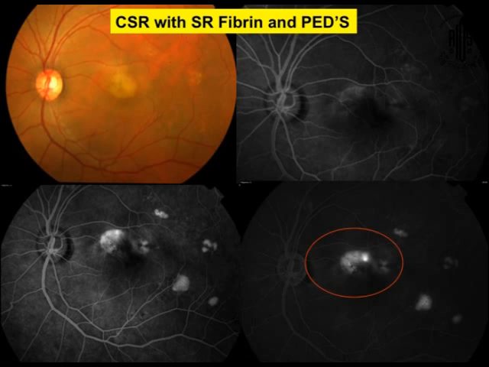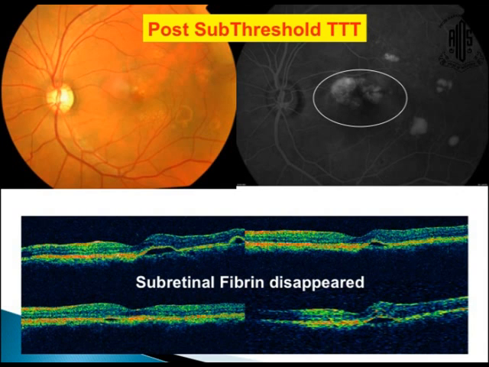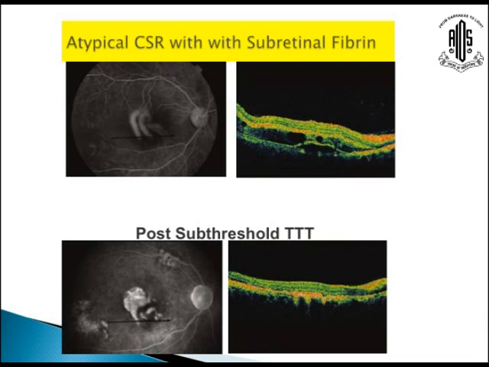Occult type of CNVM. There is no point leakage here on angiography, but there is a late non-specific leak in the area of the lesion. So this is a CSCR with subretinal fibrin and multiple PEDs. So that's a clue for CSCR. And ICG angiography in these cases shows hyperpermeability in the midphase, and OCT shows subfoveal PED, subfoveal fibrin, and serous detachment at the macula. With one of the treatment modalities, TTT or PDT, the fluid goes away, only the multiple PEDs remain, and only a dry macula with PEDs.